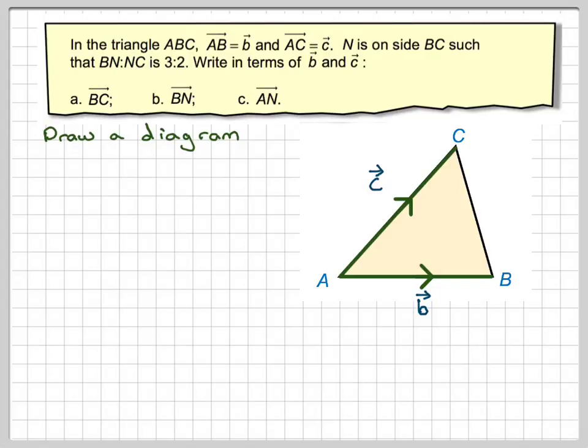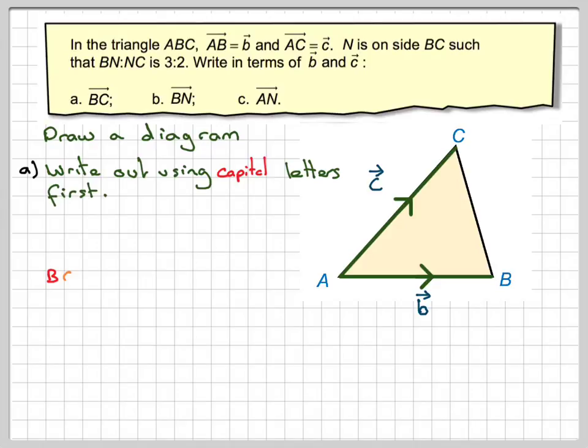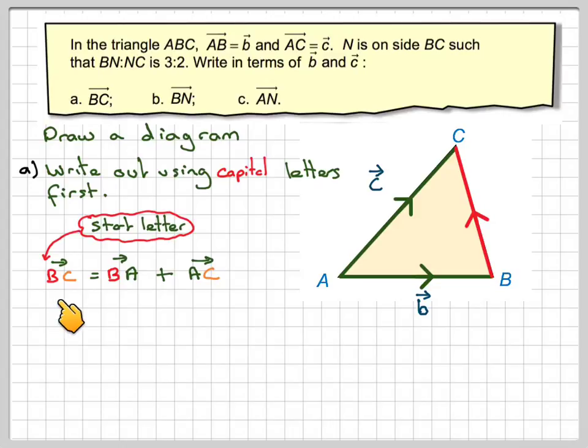Right, in order to work out vector BC, so that's the vector going from B to C, in terms of b and c, we need to write this out using capital letters first. So I'll use a bit of color coding here. Vector B to C is represented by that line segment with that arrow. We're going from B to C. We need to go against here, so that's going to be from B to A, and then from A to C. Now it's very advisable to write that bit out first. Notice the start letter of each thing is the same here, and notice that the finishing letter is the same.